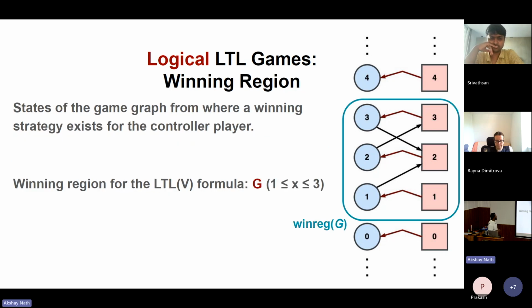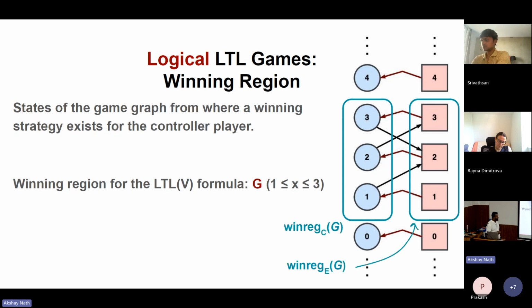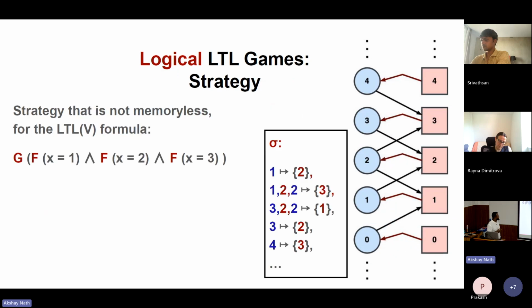So this brings us to the winning region. States from where a winning strategy exists for the controller player are called the winning region. So in this case, the winning region for the game is shown in the circle. And of course, you could have individual winning regions for the controller and environment players.